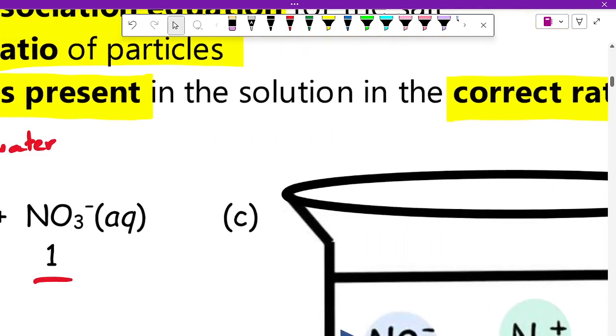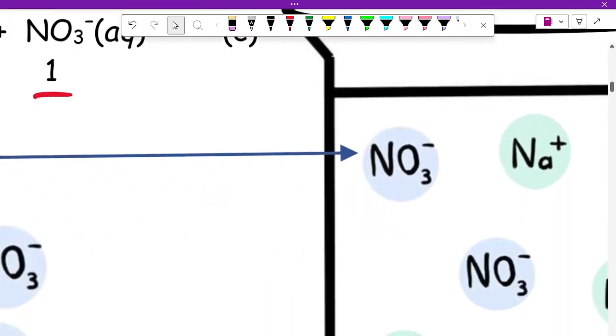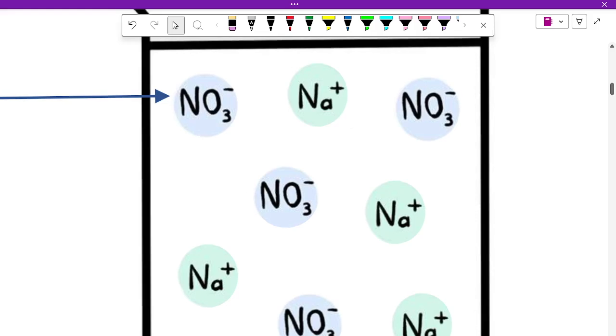And then we're going to draw the ions. There should be 1 sodium for every 1 nitrate. And you don't have to write the N and the O. You don't have to draw them like that. So here we have 1, 2, 3, 4 sodiums, and we have 1, 2, 3, 4 nitrates. If I were to have used 3 sodiums, I would use how many nitrates? 3.